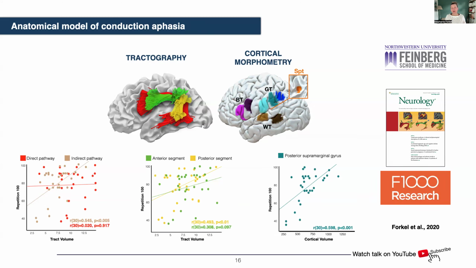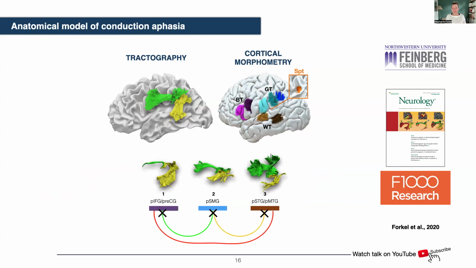So what that meant is that after 150 years of conduction aphasia being a disconnection of the arcuate fasciculus, we actually took the arcuate out and proposed a new model whereby lesions along the entire network can cause repetition deficits, but the flavor of the deficit will vary.